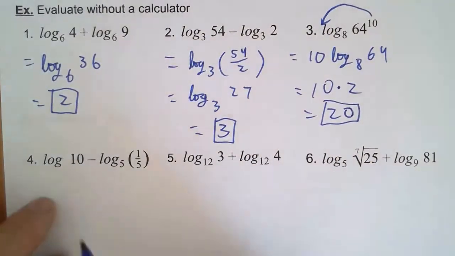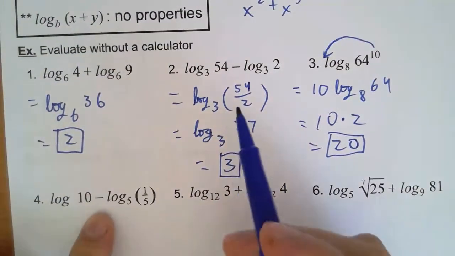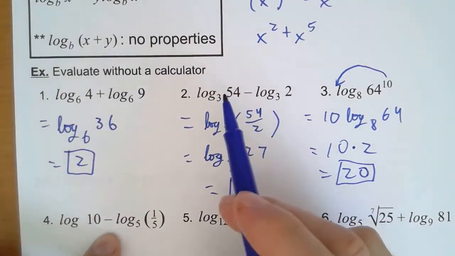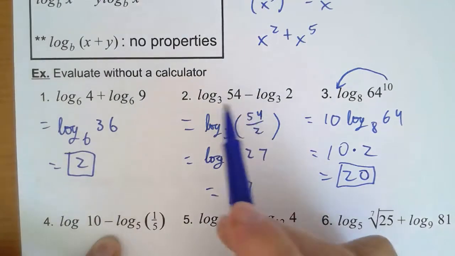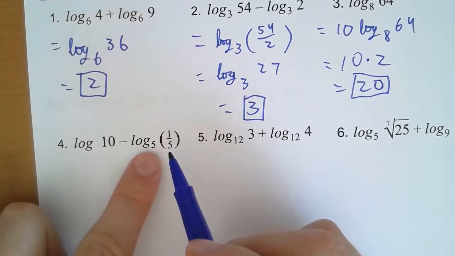Now what about number 4 here? So subtraction, there was a property where subtraction could turn into division. But notice for all of these here, to use these log properties, you had to have the same base, both base 3, both base 6, both of these base b. This one's log base 5.